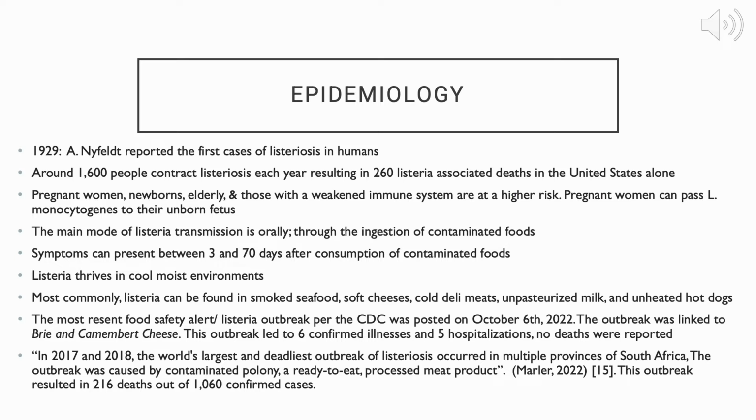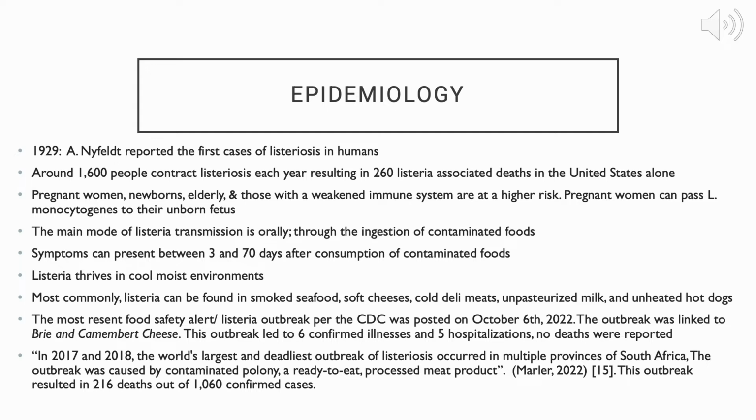Epidemiology. In 1929, A. Nyfeldt reported the first cases of listeriosis found in humans. Around 1,600 people contract listeriosis each year, which results in 260 Listeria-associated deaths in the United States alone. Pregnant women, newborns, the elderly, and those with a weakened immune system are at a higher risk of contracting severe cases of the infection. Pregnant women can pass Listeria to their unborn fetus.